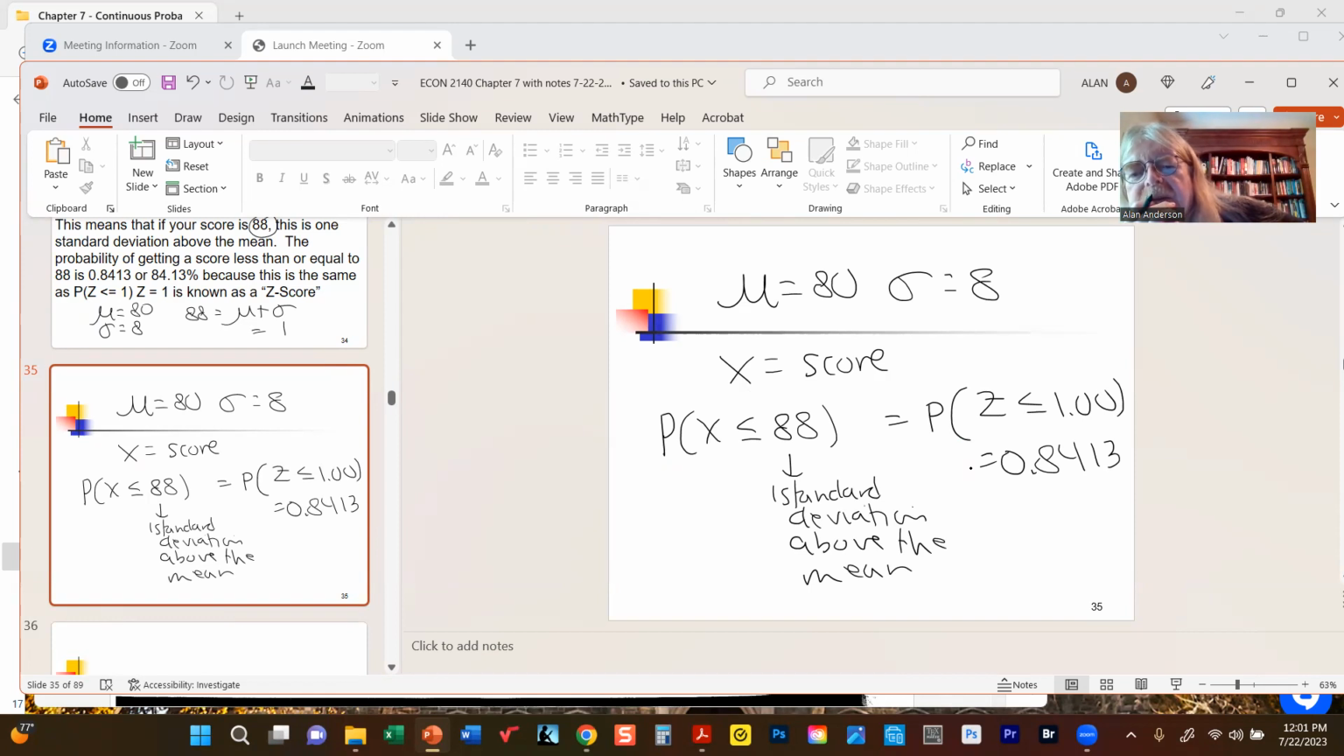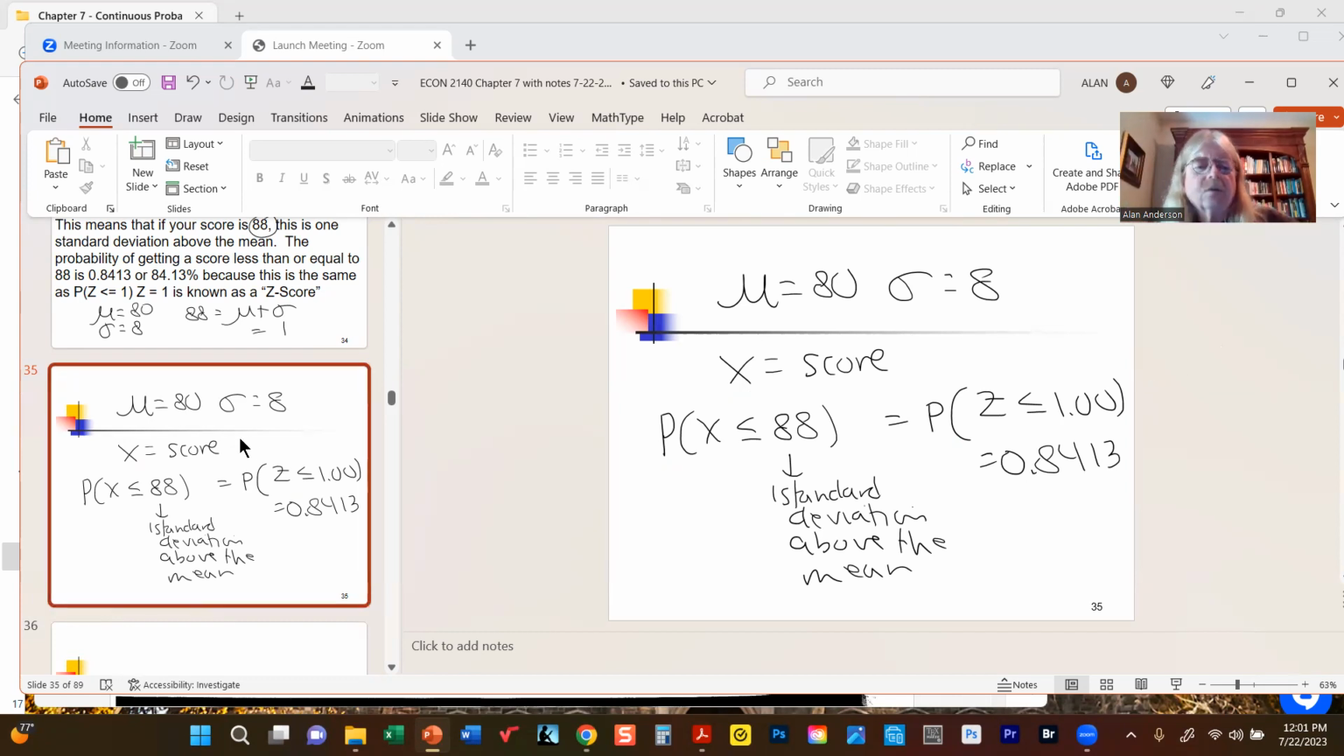And in a way, it's really no different than going back and forth between Celsius and Fahrenheit. The probability of it being at freezing tomorrow, 32 Fahrenheit, is the same as the probability of it being at 0 degrees Celsius because they're both freezing. So you're basically just converting, to use the tables, one set of units, in this case, grade scores, into the standard normal form.